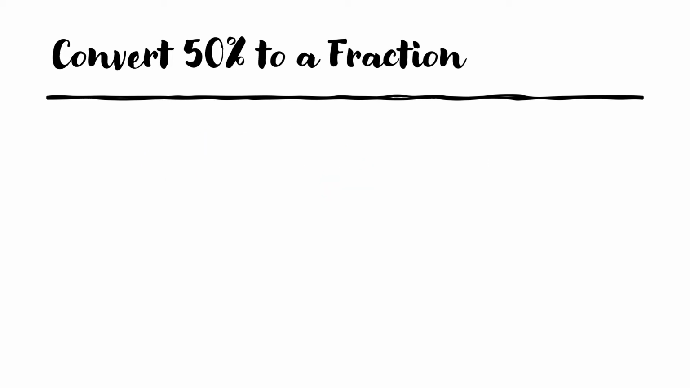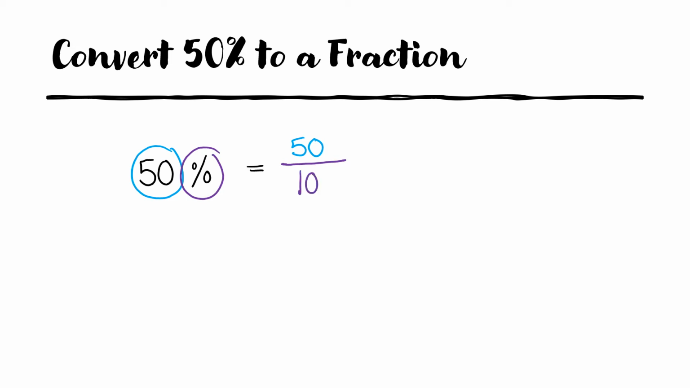Now let's convert 50% to a fraction. So we want to take our 50, our number, and write that over 100 so that we have this percent. Then we want to simplify this fraction. So we have to figure out the greatest common factor between 50 and 100. The greatest common factor between 50 and 100 is 50. So we can divide out 50 from our numerator and denominator.